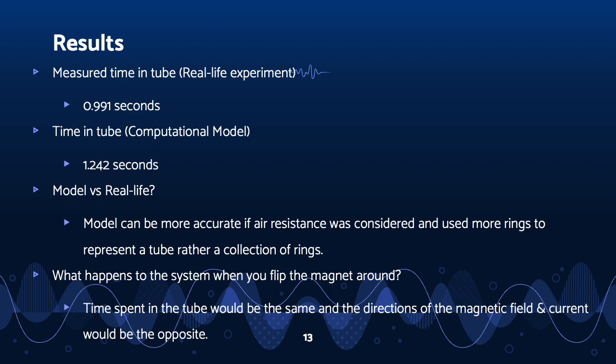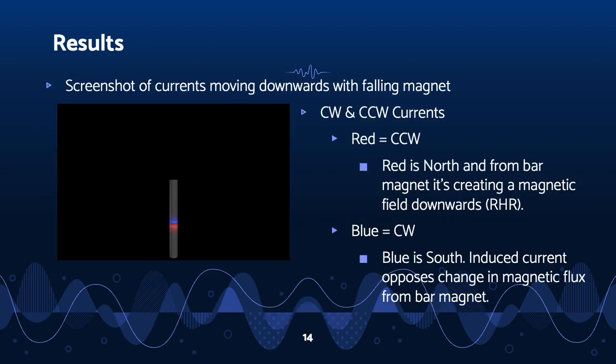So what happens to the system when you flip the magnet around? Well, the time spent in the tube would actually be the same, and the directions of the magnetic field and current would be the opposite. Here I included a screenshot of currents moving downwards with the falling magnet.